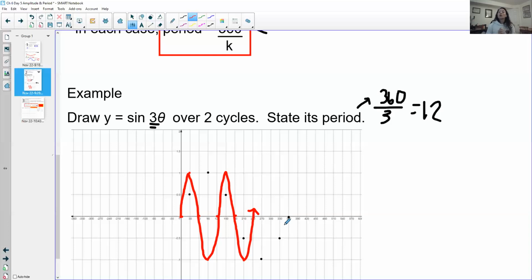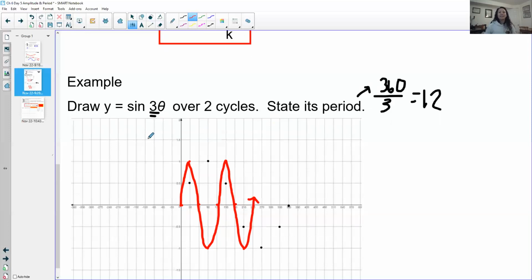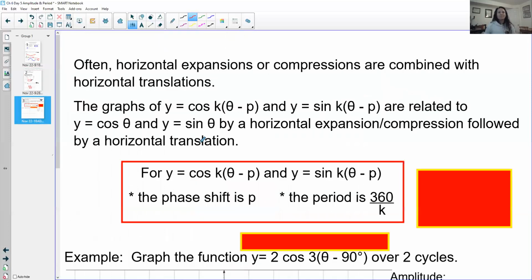Okay, so you've got your horizontal compressions and stretches. We saw that with cosine, and you've got your vertical compressions and stretches with cosine, and your horizontal, in this case, a compression with sine. Okay, one more thing, and then you're done.